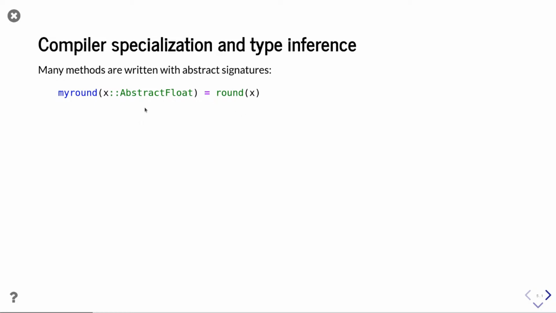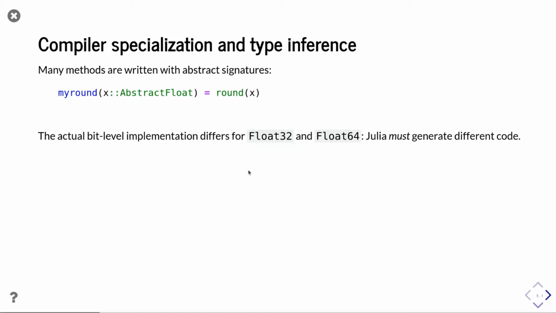And even though you might be able to write a consistent implementation for them, under the hood, they often have to differ in concrete ways. So for example, if you try to round a float32 versus a float64, the actual bit-level functionality of what goes on has to be different. So Julia ultimately has to generate different code for those two different types of abstract floats.